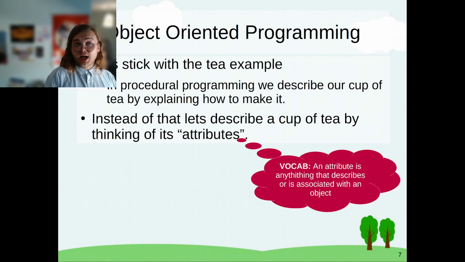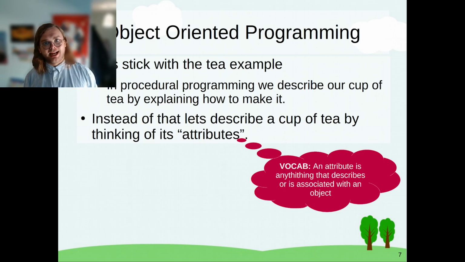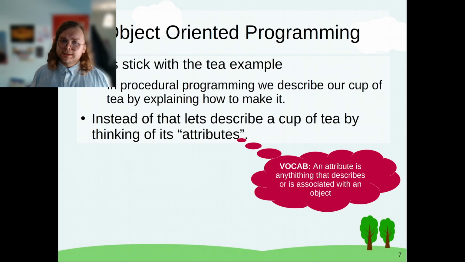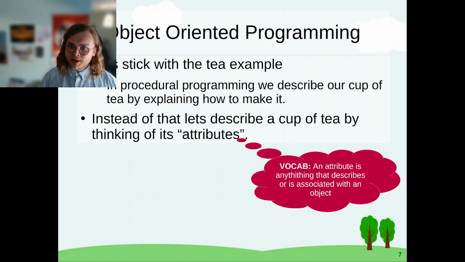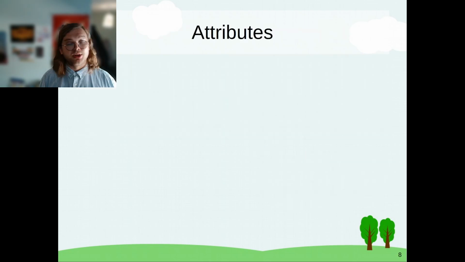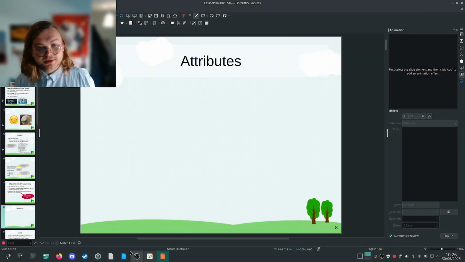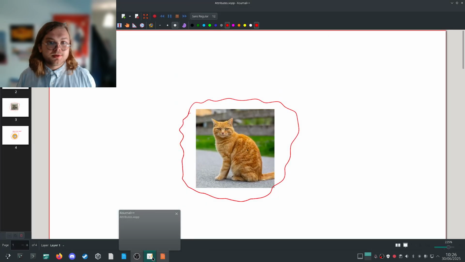So in what we've just done, we could say that we described our cup of tea by explaining how to make it, right? But instead of that, let's describe a cup of tea by thinking about its attributes. So, excuse me, an attribute is anything that describes or is associated with a cup of tea, with an object. I do apologise. So, attributes.